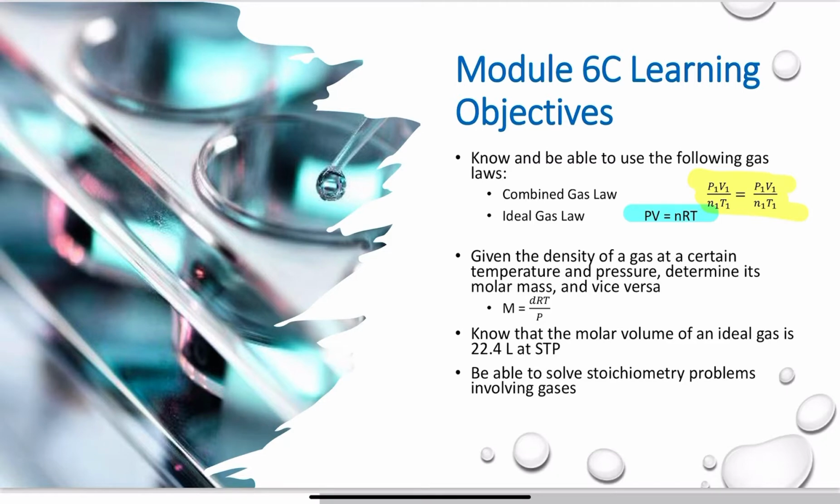Given the density of a gas at a certain temperature and pressure, determine the molar mass and vice versa. Yet another equation that you guys are responsible to know and be able to use. Know that your molar volume of an ideal gas is 22.4 liters at STP. That is a review from the previous module. And be able to solve stoichiometry problems involving gases. We've already done a few. Let's continue.